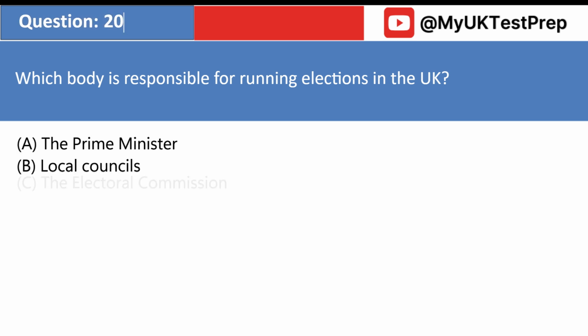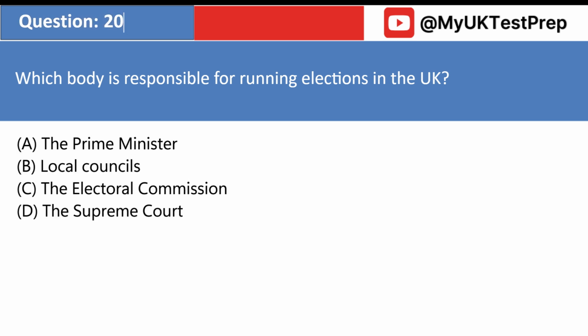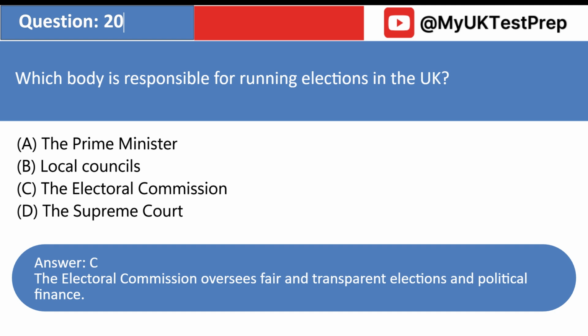Which body is responsible for running elections in the UK? A. The Prime Minister. B. Local councils. C. The Electoral Commission. D. The Supreme Court. Answer: C. The Electoral Commission oversees fair and transparent elections and political finance.